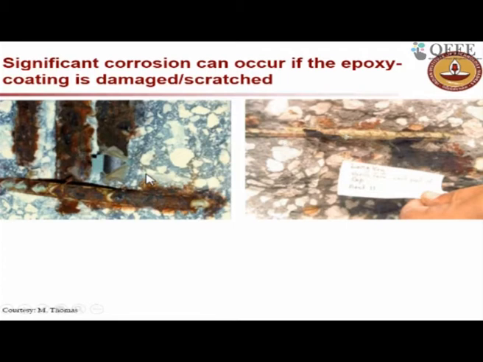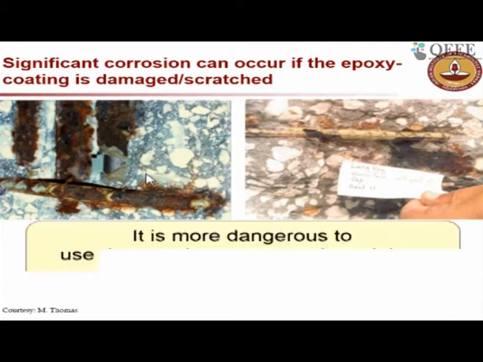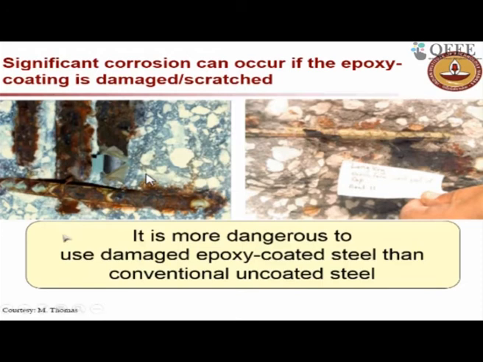And here you can again see a lot of rust happening along the ribs. So definitely, very clearly, we know that unless the bars are handled properly at site and the epoxy coating is scratch free or damage free, and if it is not elastic enough, these are the reasons by which it can lead to corrosion.